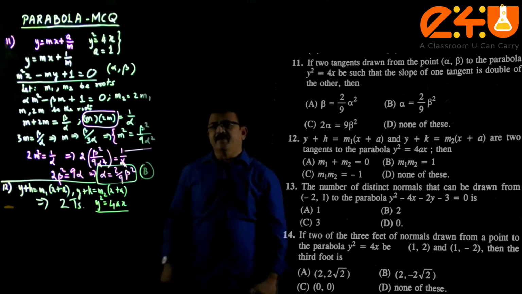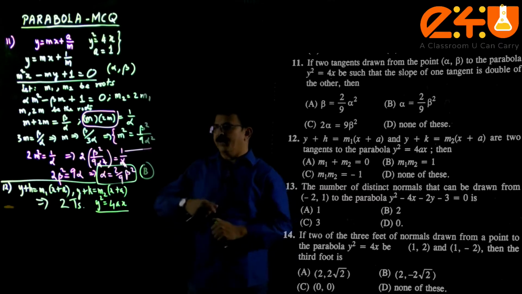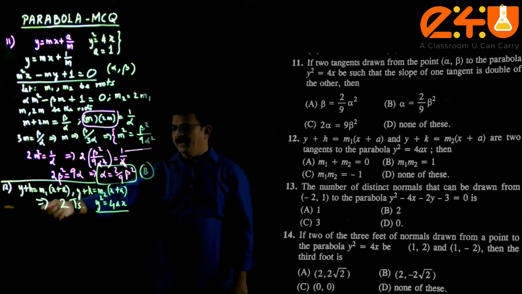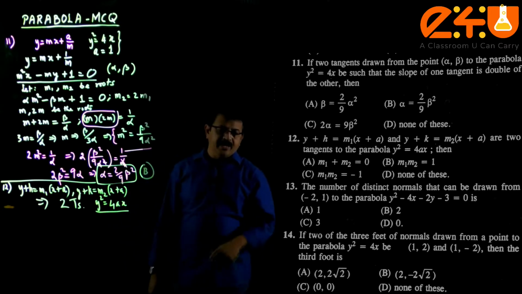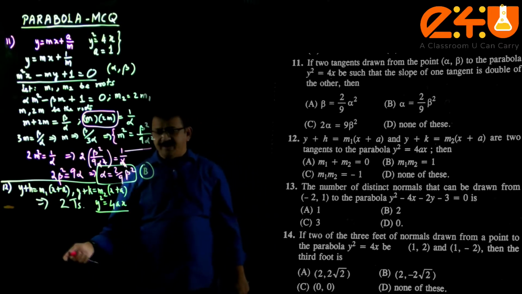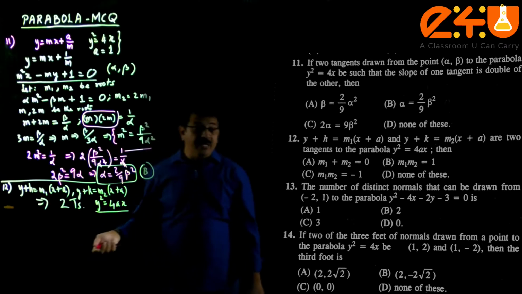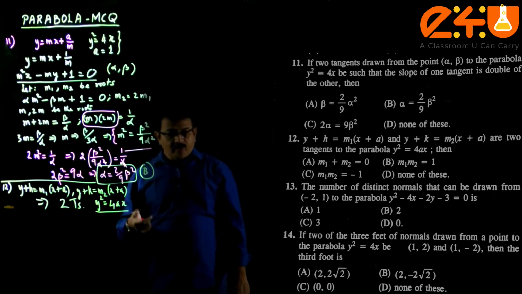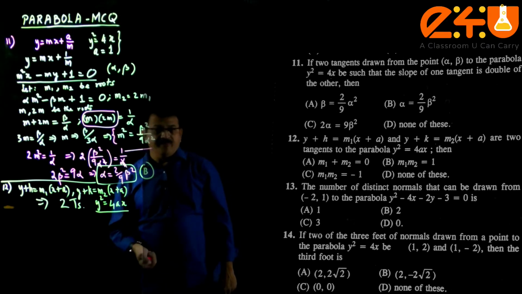He is asking you, watch out, all the options A, B, C, D are relating the two slopes, m1 and m2. Either they are relating it as a sum, m1 plus m2 equals 0, or they are relating the product, m1 times m2 equals 1 or product minus 1, and none.